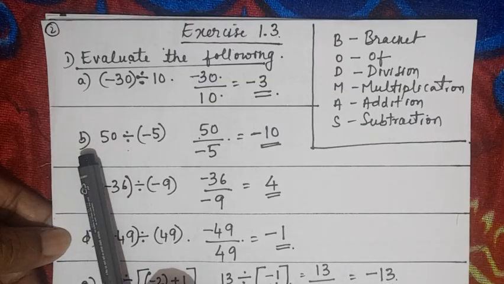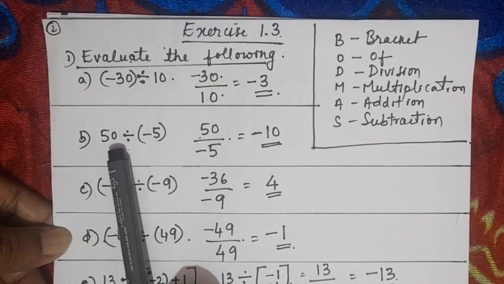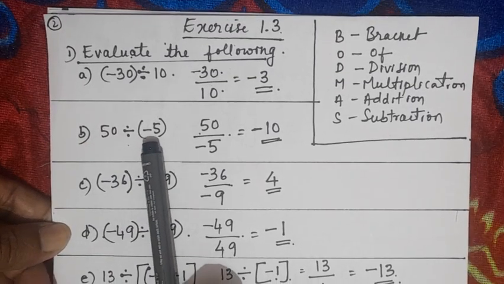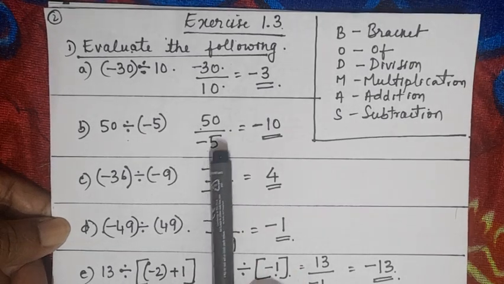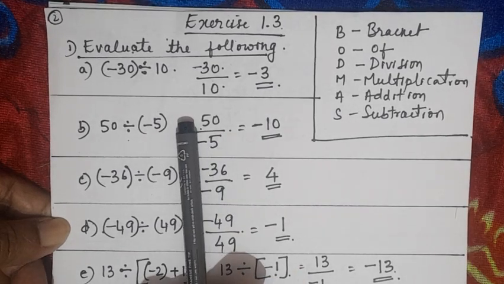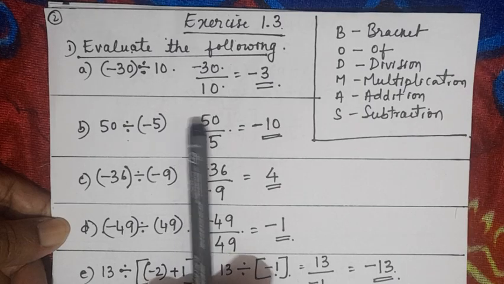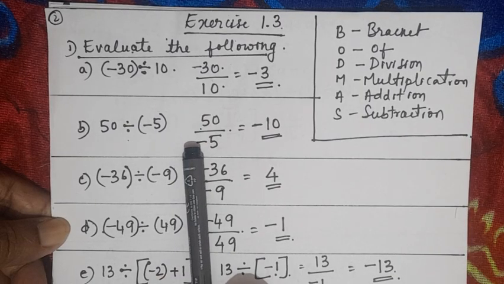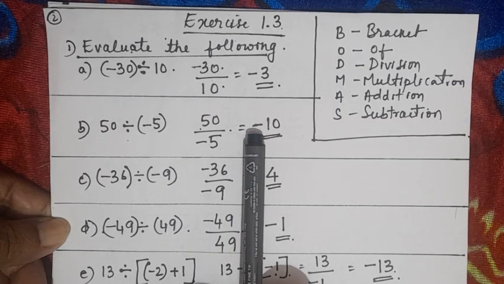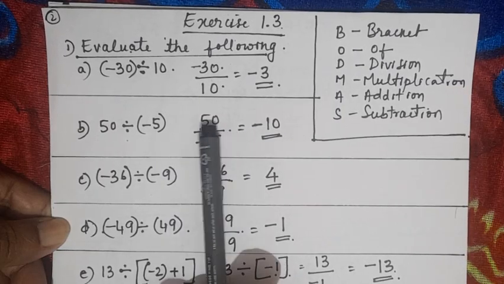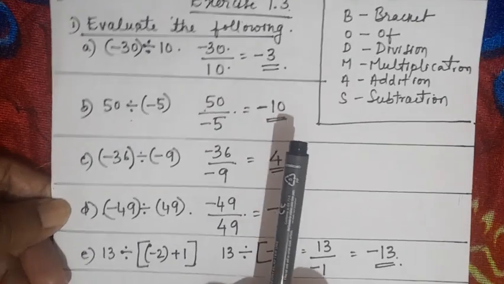Now the second question, B. Here, 50 divided by minus 5. So 50 divided by minus 5. Now it's a positive integer in the numerator and a negative integer in the denominator. So here the answer should be in the minus sign. So minus 5 tens are 50. Minus 10 is the answer.